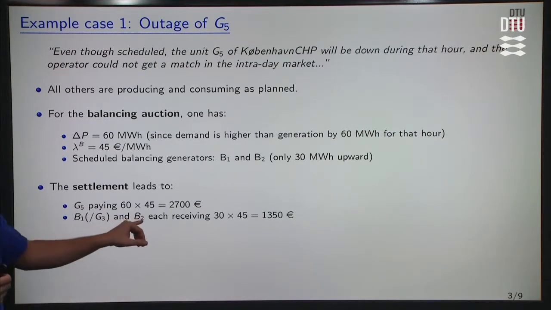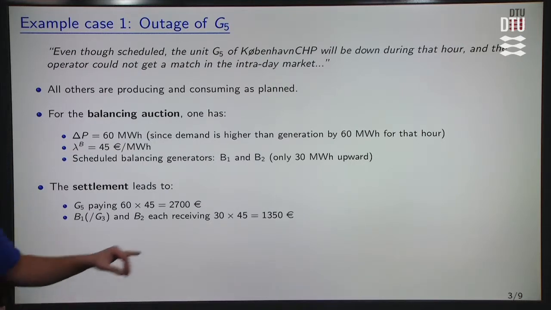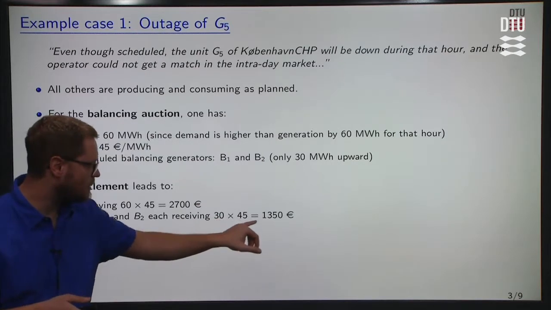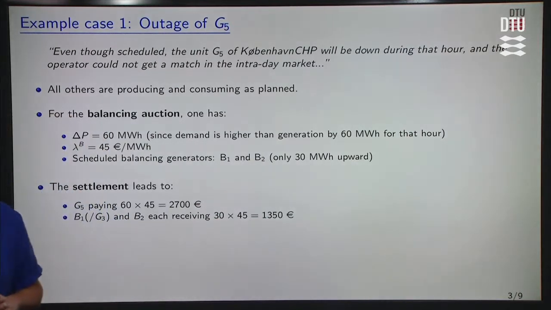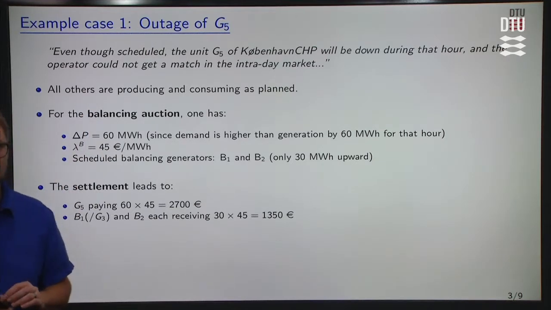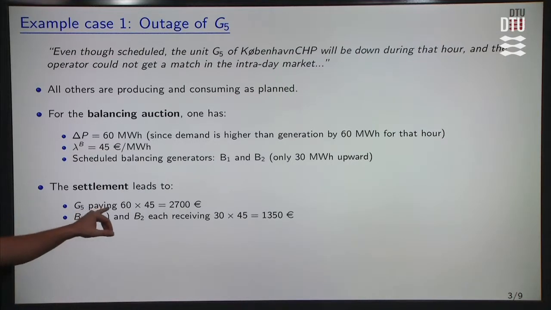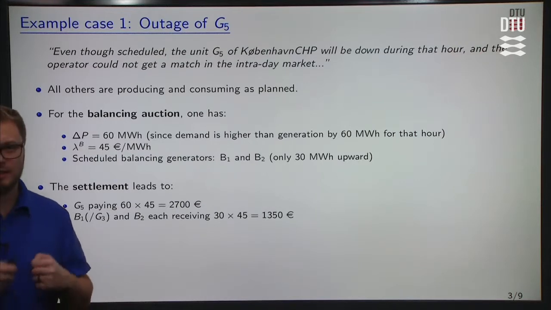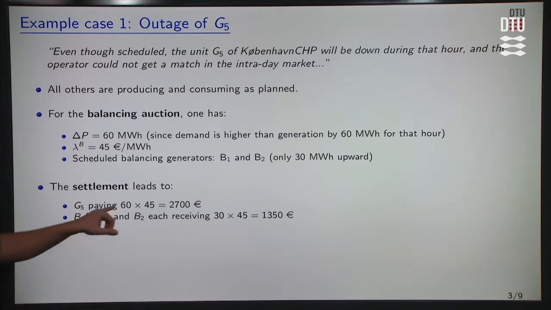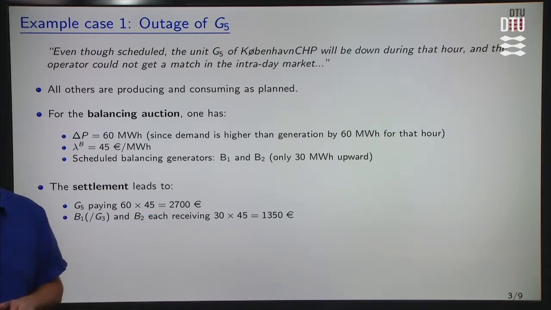B1 and B2 are those who are helping the system as balancing generators. As I explained, they will receive the price lambda B for any unit of energy that they sell to the system. For both of them, this leads to 30 times 45, 1,350 euro. For G5, the unit in imbalance that created this situation with upward regulation needs, G5 is going to have to pay for this amount of energy that is not delivered, and so it will have to pay 60 times 45, lambda B is equal to 45, that's 2,700 euro.